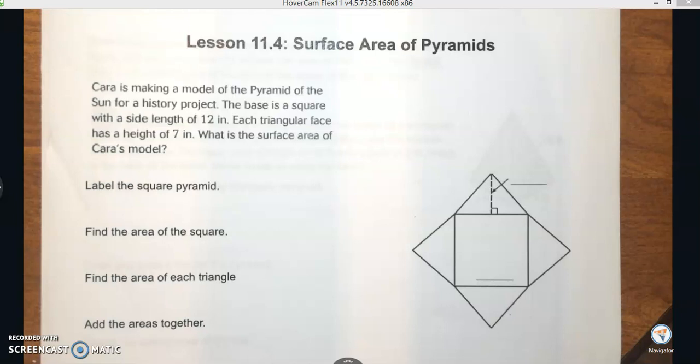Hey guys, this is lesson 11.4 and we're going to be looking at the surface area of pyramids. So Kara is making a model of the pyramid of the sun for a history project, and the base is a square with a side length of 12. Each rectangular face has a height of 7 inches. What is the surface area of Kara's model?